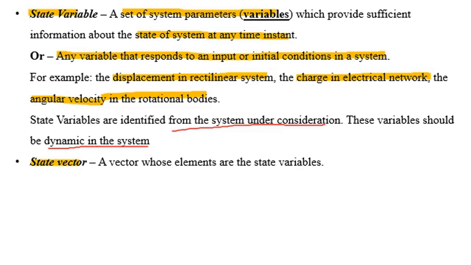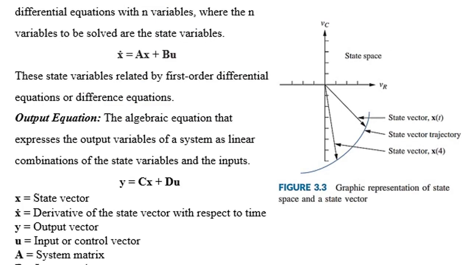State vector. A vector which is formed by state variables is known as a state vector. Students, now we will study state equation and output equation. These both equations combined form the state space representation of a system. First is the state equation. A set of simultaneous first order differential equations of state variables is known as a state equation.